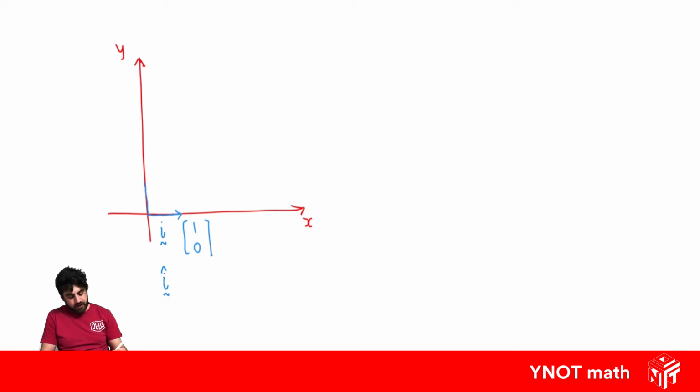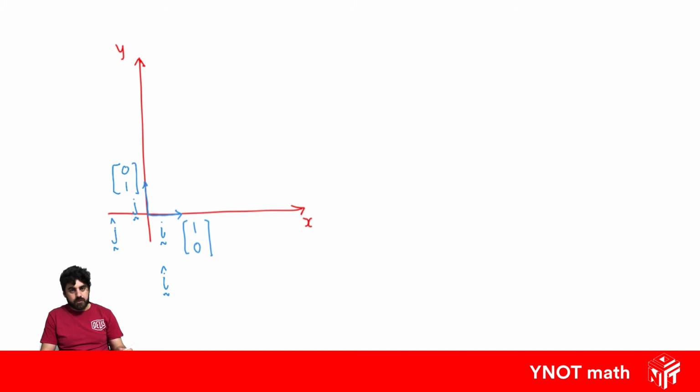And we're also going to look at j, which is also of length 1, but in the y direction only. And its column matrix will look like 0, 1, and it can be written as j or j hat.